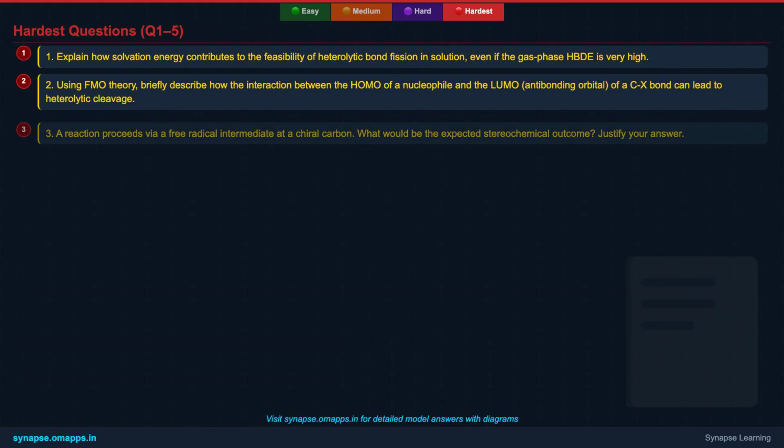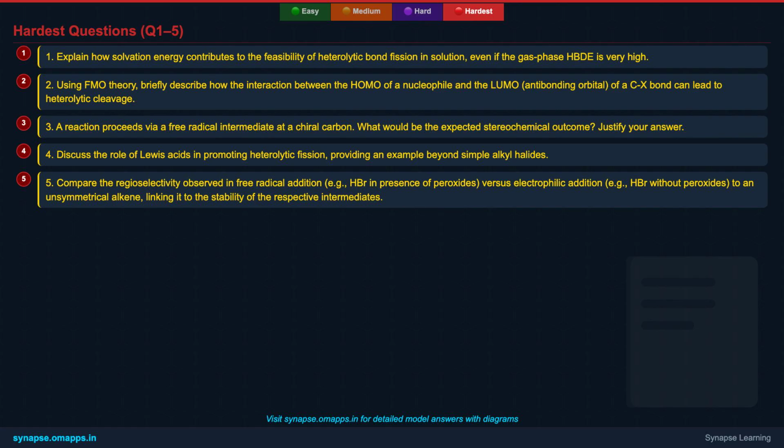Let's tackle the first set of challenging questions. Q1. Explain how solvation energy contributes to the feasibility of heterolytic bond fission in solution, even if the gas phase HBDE is very high. Q2. Using FMO theory, briefly describe how the interaction between the HOMO of a nucleophile and the LUMO of a C-X bond can lead to heterolytic cleavage.